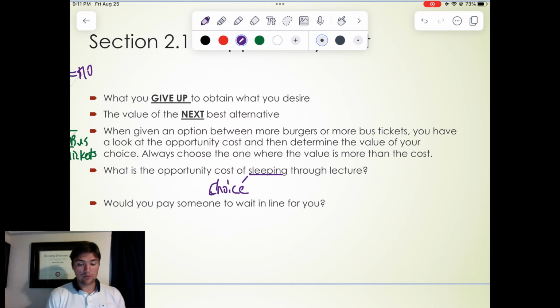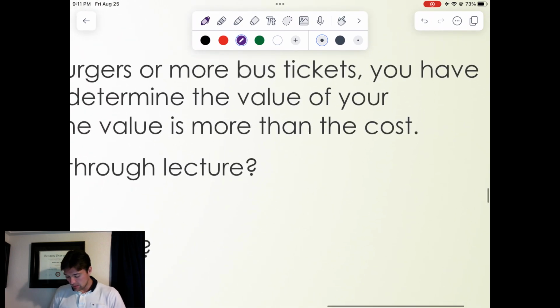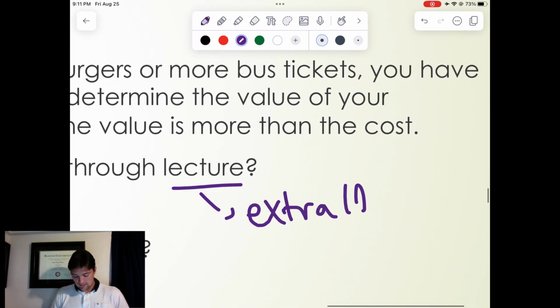Basically, what would be the benefit of going to the lecture? Well, the lecture could help you better your grade. So if you choose to sleep, you are not going to get a better grade. It's sometimes as simple as that. Maybe it's an extra 10 points on an exam.